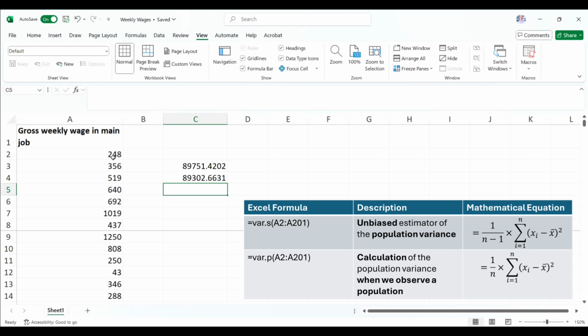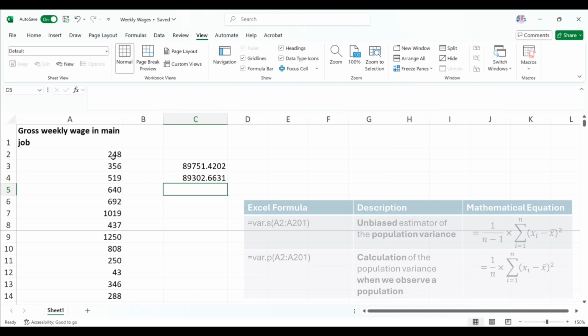If we calculate that variance, the variance of our population should look slightly smaller than our estimate of the population variance. And as you can see, our variance here is 89,302.66, which is smaller than the unbiased estimate of the population variance.